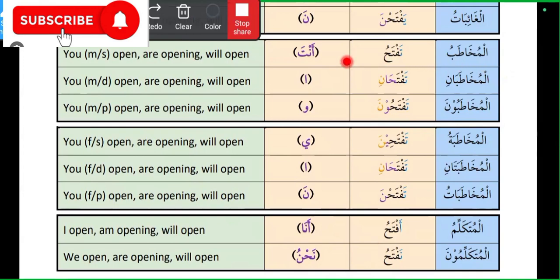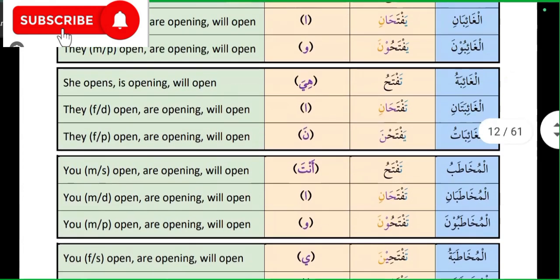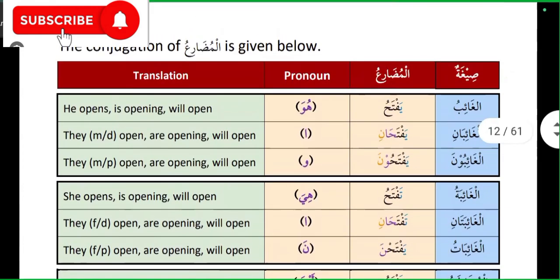When we say taftahu, it means anta taftahu. You open, or you are opening, or you will open. All the 3 translations are correct according to the context, right? So let's now move on in the explanation of the translation of fi'l al-mudari.